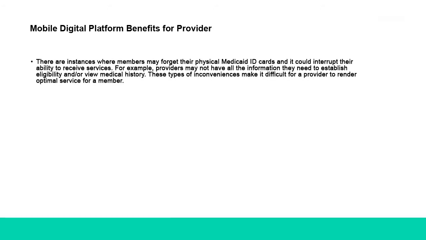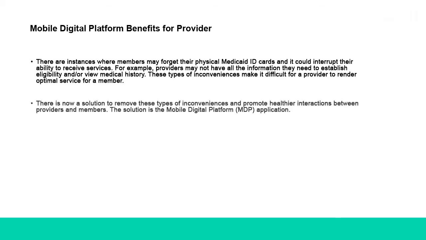There are instances where members may forget their physical Medicaid ID cards and it could interrupt their ability to receive services. For example, providers may not have all the information they need to establish eligibility and/or view medical history. These types of inconveniences make it difficult for a provider to render optimal service for a member. There is now a solution to remove these types of inconveniences and promote healthier interactions between providers and members. The solution is the Mobile Digital Platform, MDP, application.